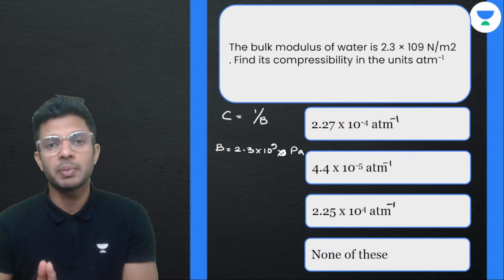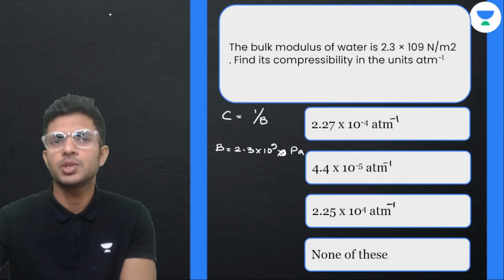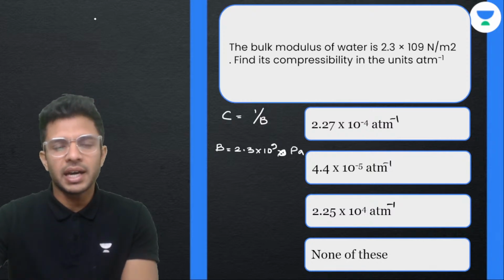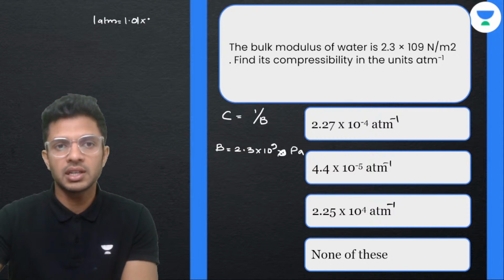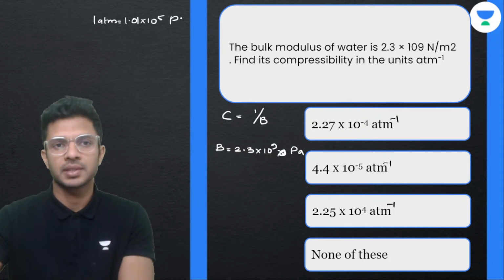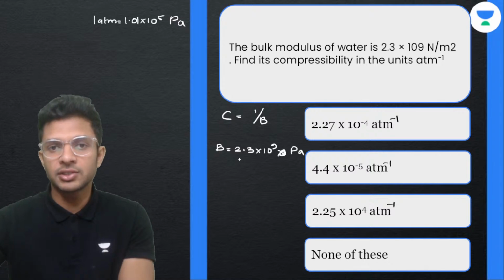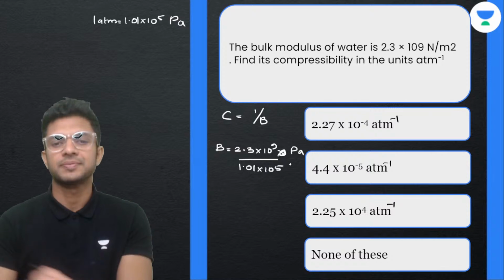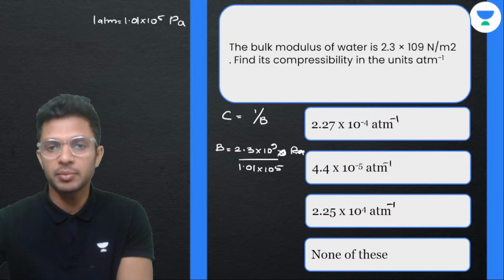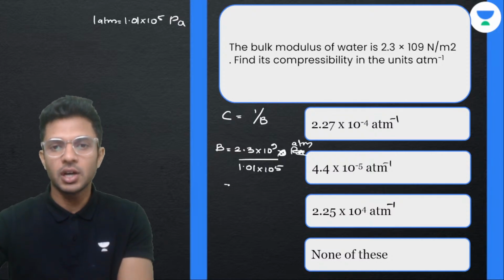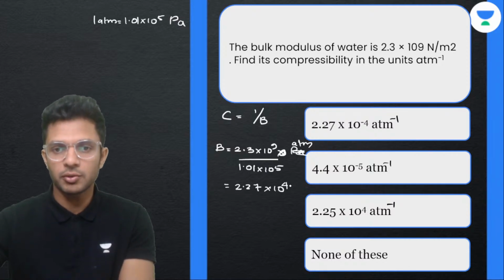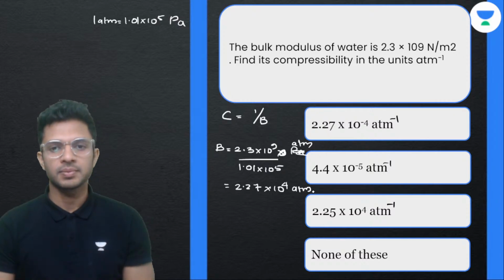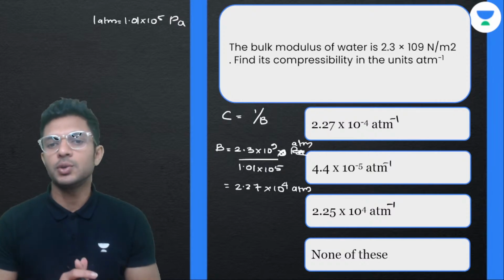Now how can we convert this Pascal into atmosphere? We just need to know the basic relationship that 1 atmosphere is equal to 1.01 into 10 power 5 Pascal. So for converting Pascals to atmosphere, what do we do? Divide by 1.01 into 10 power 5, so that we get it in atmosphere. So how much is this going to be? 2.3 by 1.01 will be 2.27 into 10 power 4 atmosphere. So bulk modulus in the unit of atmosphere we got.